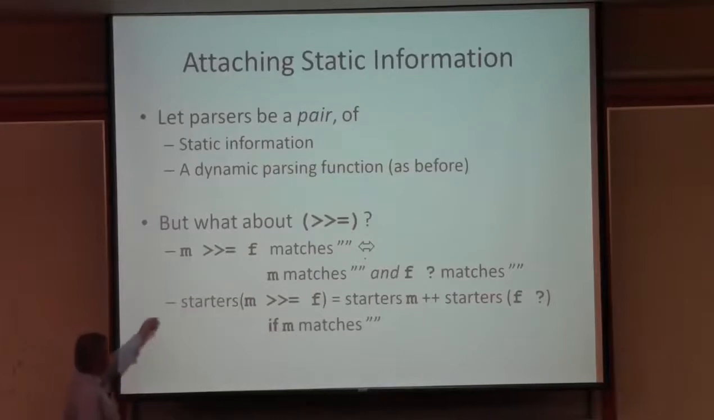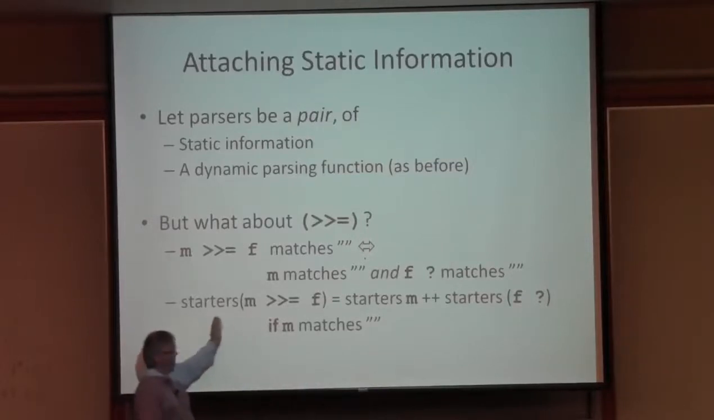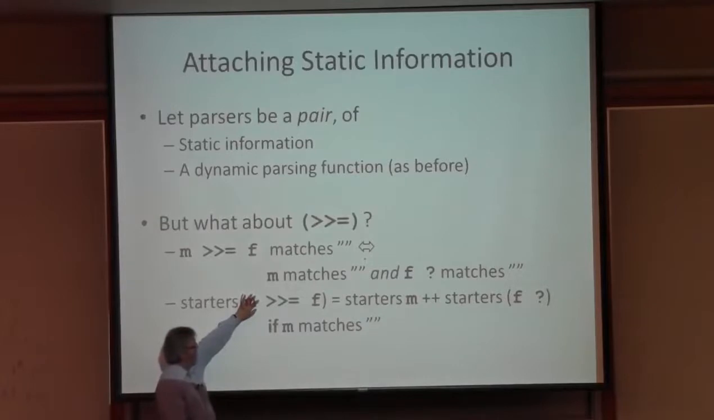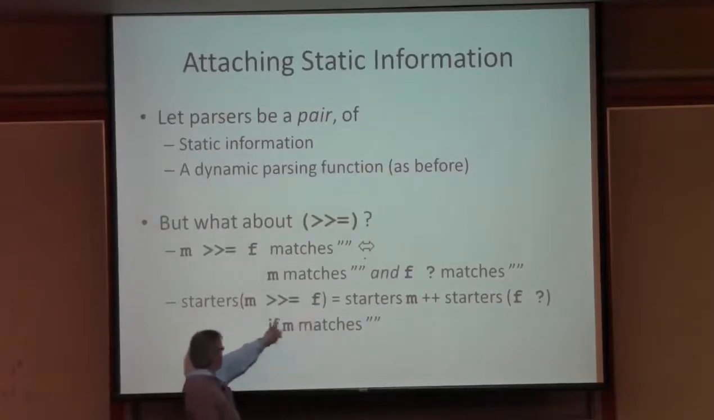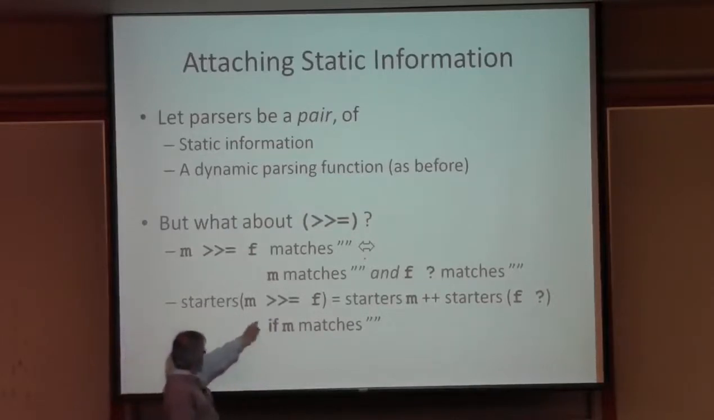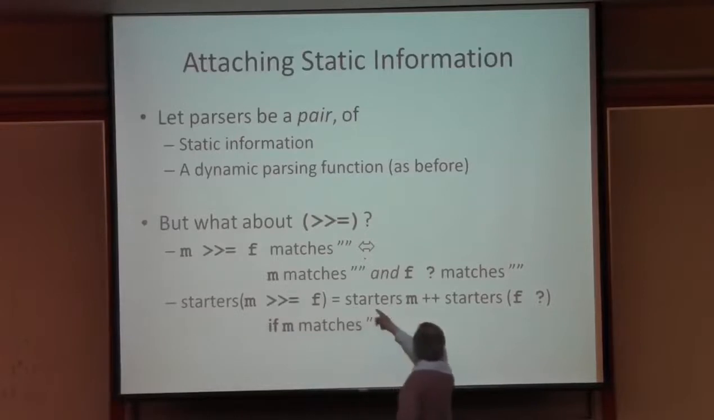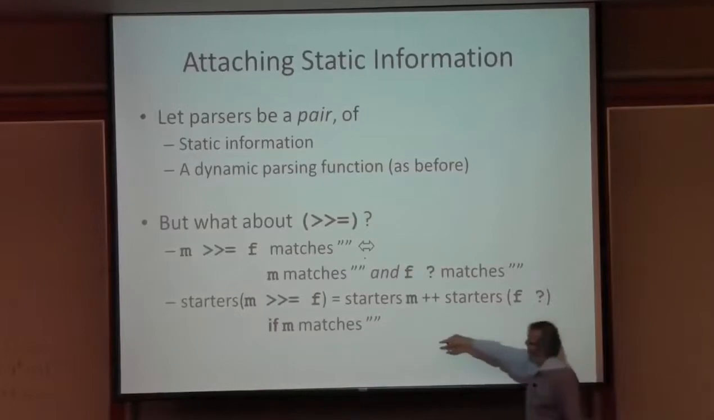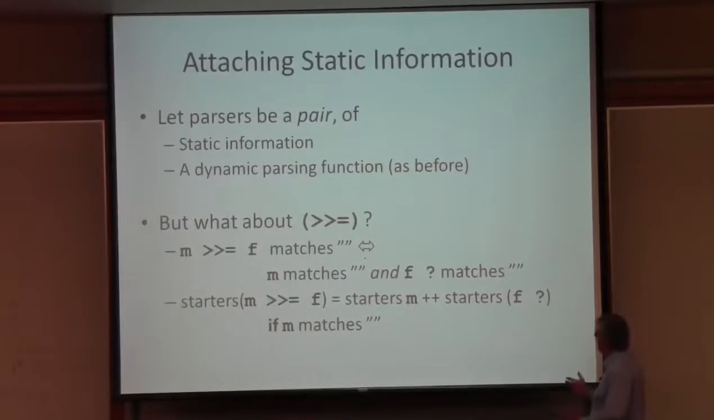How can I tell what the possible starter tokens are of m bind f? Well, clearly, any token that can start m can also start this combination. But if m matches the empty string, then any token that can start f can also start this combination. So how will I compute the starter symbols of m bind f? It's going to have to be the starters of m appended with the starters of f if m can match the empty string.